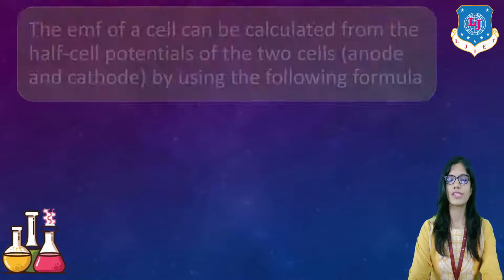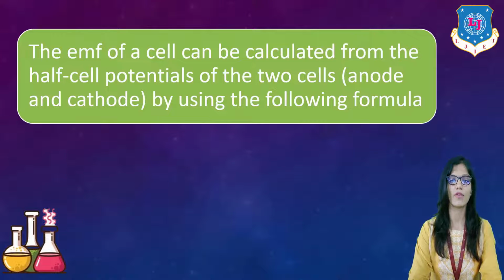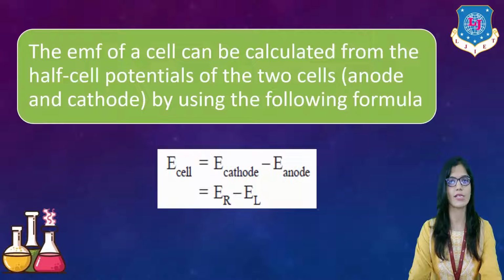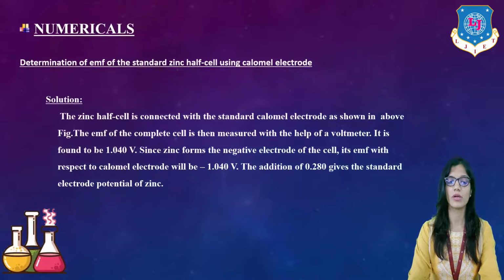The EMF of the cell can be calculated from the half cell potentials of the two cells, anode and cathode, by using the following formula, which is known as E cell equals E cathode minus E anode, which is E right minus E left. So always we have to first take the cathodic cell potential and then go for the anodic cell potential. Right? Let's move ahead to the numericals.